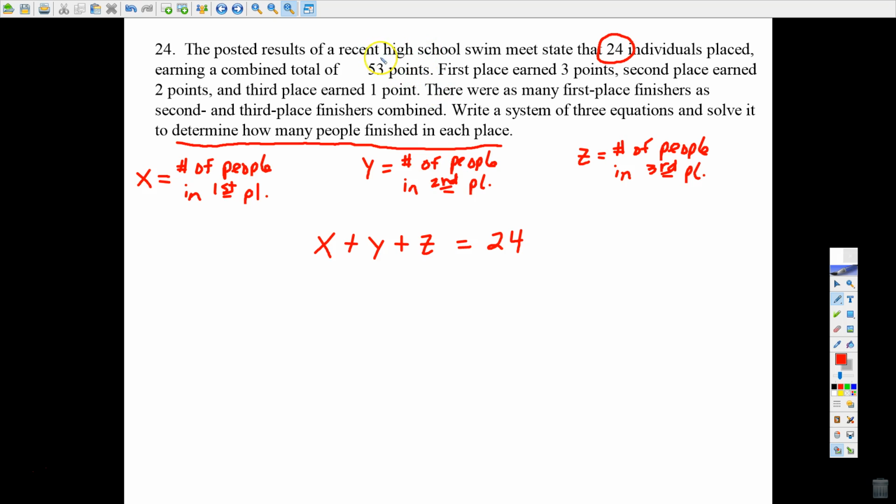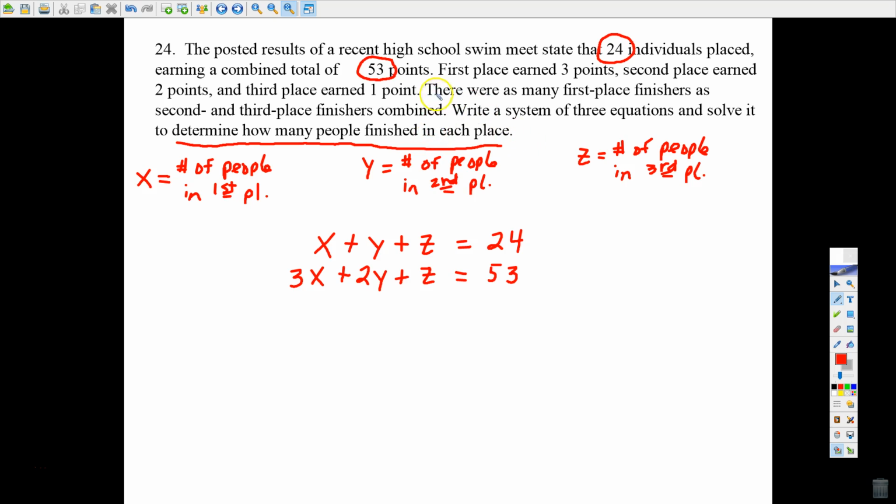Okay, another thing I'm told is this idea of points. A total of 53 points was earned for all of the people that finished in first, second, or third. And if you finish in first place, you get 3 points. So 3 points times all of my people that finished in first. And then second place earned 2 points, so 2 times all of the people that finished in second place. And then the third place finishers earned 1 point, so 1 times all of those people that finished in third should total up to 53 points according to this problem. So there's 2 of the equations needed.